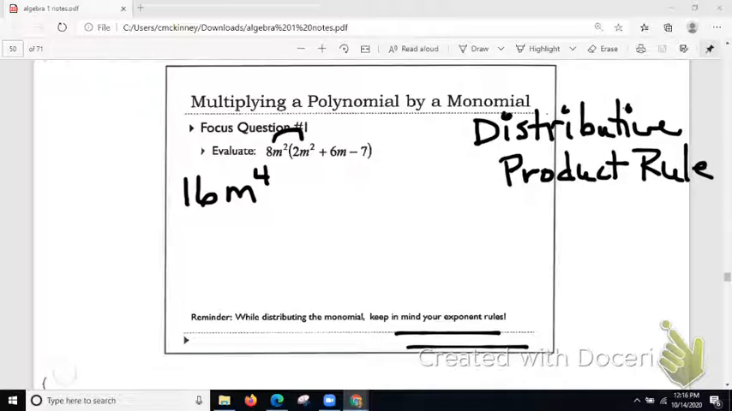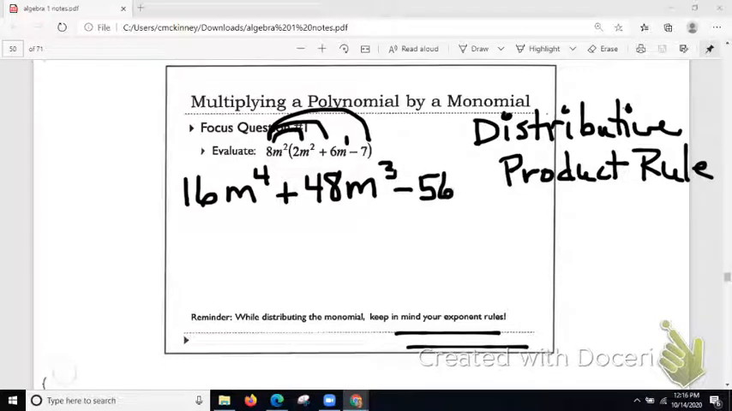And then 8m squared times 6m. So 8 times 6. Multiply those coefficients, add my exponents. Remember this guy without an exponent, it's understood it's a 1, so 2 plus 1 makes this m to the third. And then last part, 8m squared times the negative 7 is negative 56m squared.